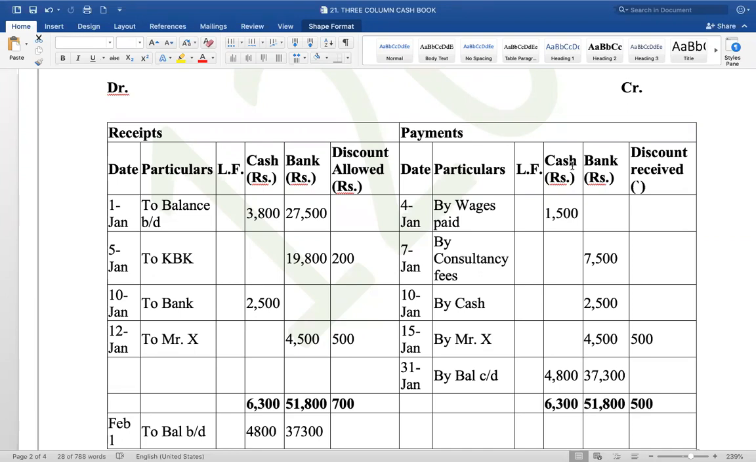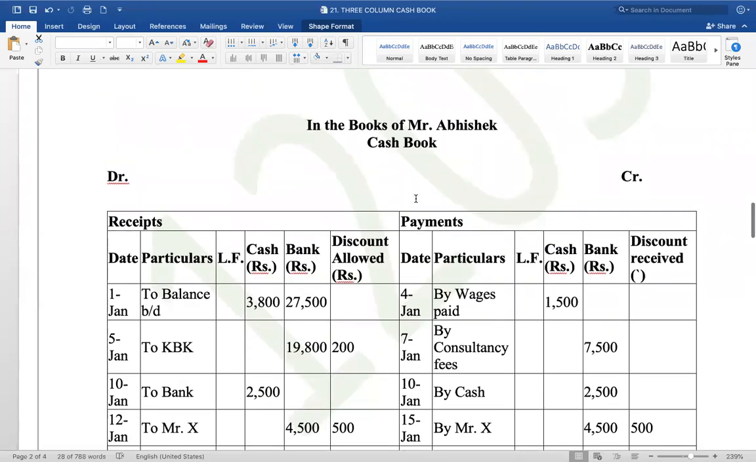Now, sir, how to remember these 12? If you remember 6, the remaining 6 you know already. Date, particulars, ledger folio, cash, bank, discount on the left, and the same on the right. That's it. 6 columns on the left, 6 columns on the right, both on debit and credit sides. Fine. When you're given the opening balance of cash and the bank balance, you have debited by writing to balance brought down. That's on January 1st.